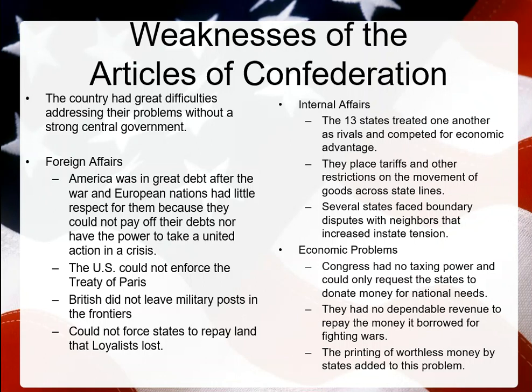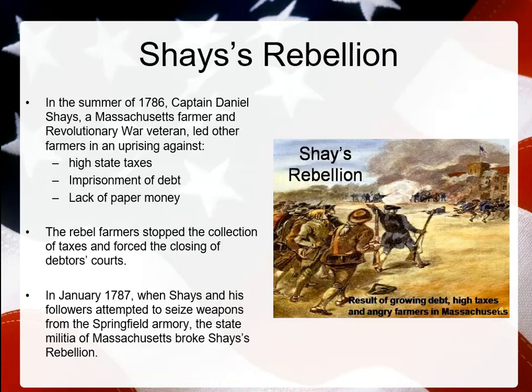The 13 states treated one another as rivals, especially economically. They placed tariffs and other restrictions on the movements of goods across state lines. And then several states faced boundary disputes with neighbors that increased state tensions. Then you have economic issues happening. So Congress had no taxing power and could not request the states to donate money for national needs. They had no dependable revenue to repay the money it borrowed for fighting wars. The printing of worthless money by states added to this problem.